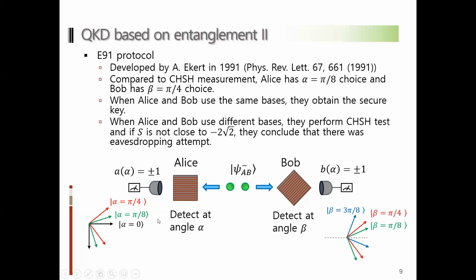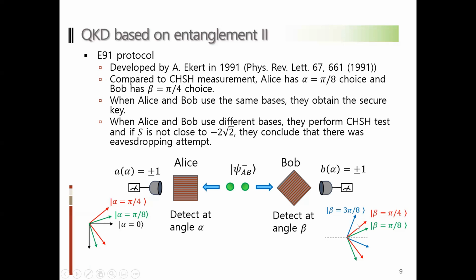And then Alice will randomly choose one basis out of these 3 possibilities, and Bob will also randomly choose one basis out of these 3 bases. So there will be 9 different combinations of the choices of Alice and Bob. But when Alice chooses pi over 4, and Bob also chooses pi over 4 simultaneously, then they are using the same basis.